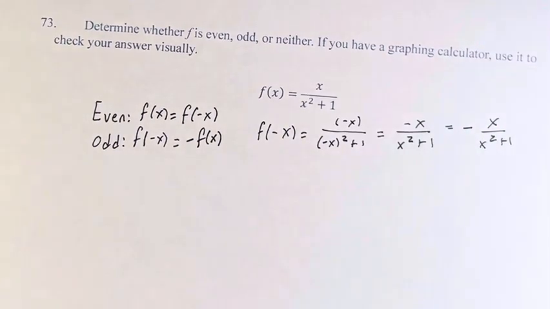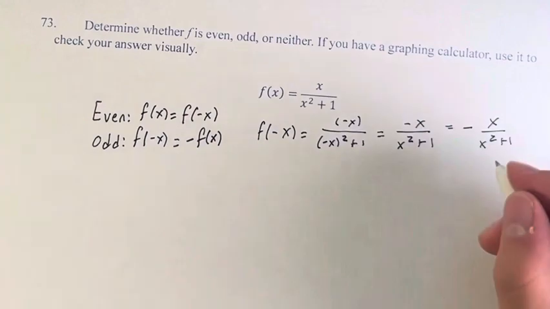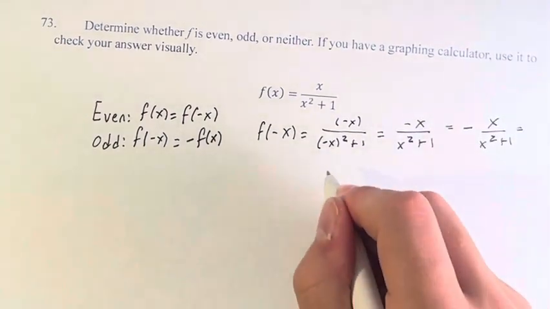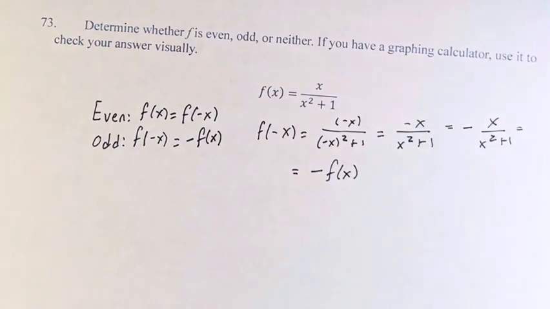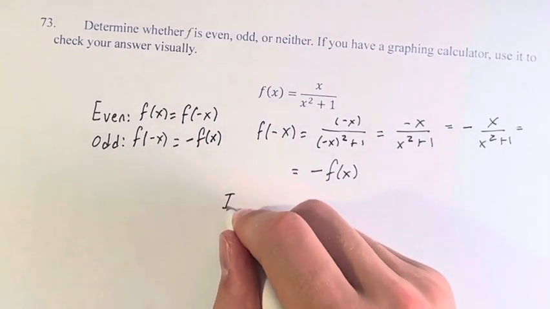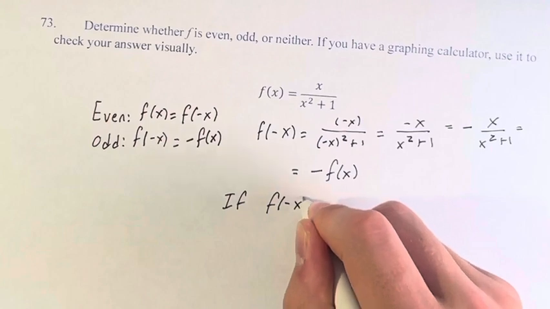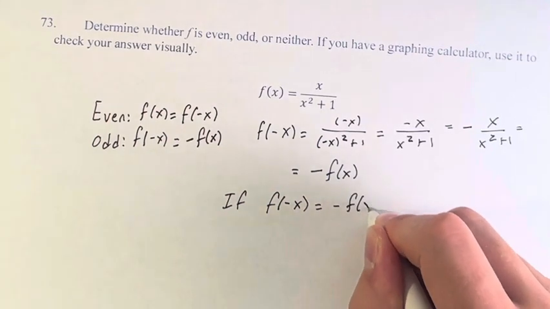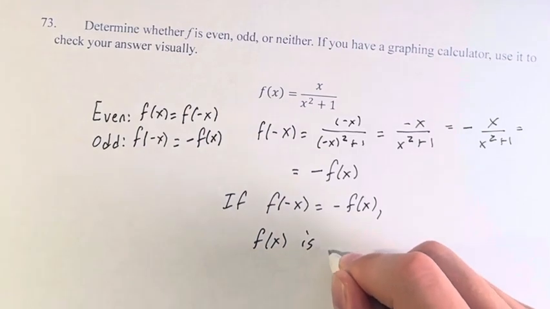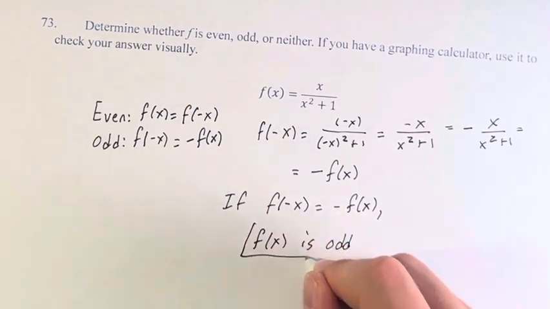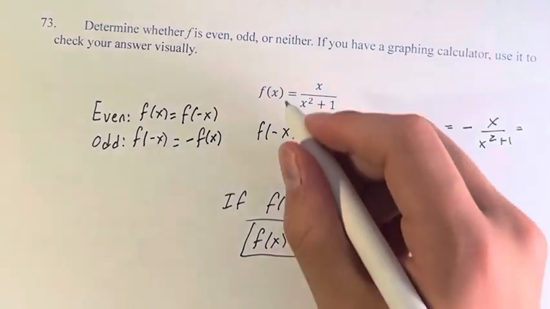X over x squared plus 1 is just f of x. So therefore, this is equal to negative f of x. And if f of negative x is equal to negative f of x, then the function is odd. Therefore, we know that our function is odd.